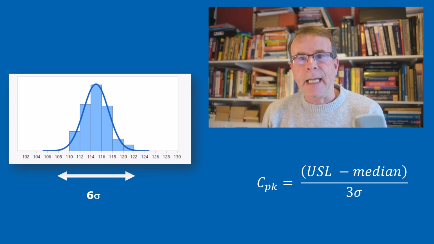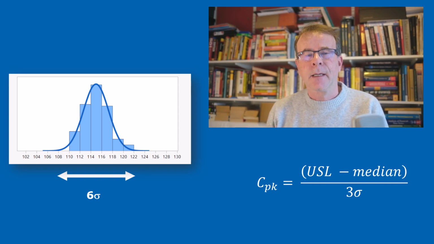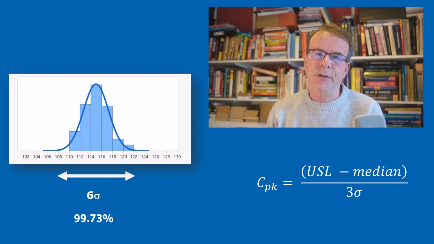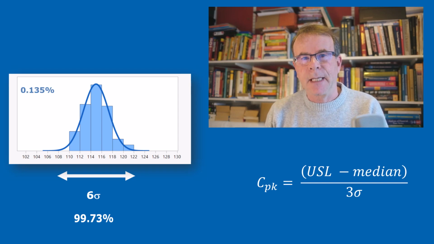I'm pretty sure in the 80s I used to use a figure of 5.15 sigma as the width, and that's because that represents 99% of the variation, and that's an easy number to work with. 6 sigma is more awkward, it's 99.73% of the variation. And in particular, because it's a symmetric distribution, we end up with 0.135% to the left and 0.135% to the right.